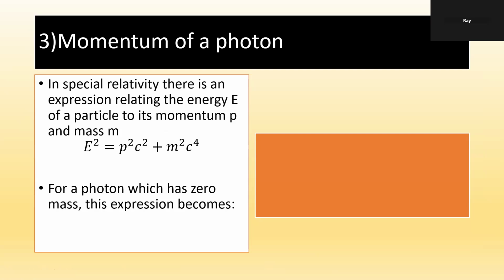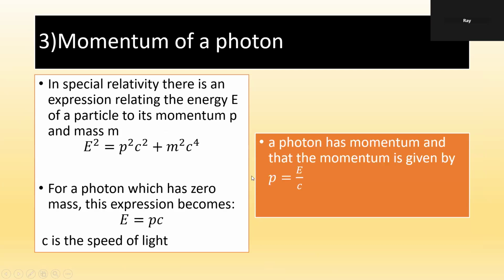For a photon, which has zero mass, a photon doesn't have a mass, the expression becomes, with mass zero, the energy of the photon E equals pc. c is the speed of light. Or another way of saying it is that a photon has momentum, and the momentum is given by p, for momentum, equals energy of the photon divided by speed of light.